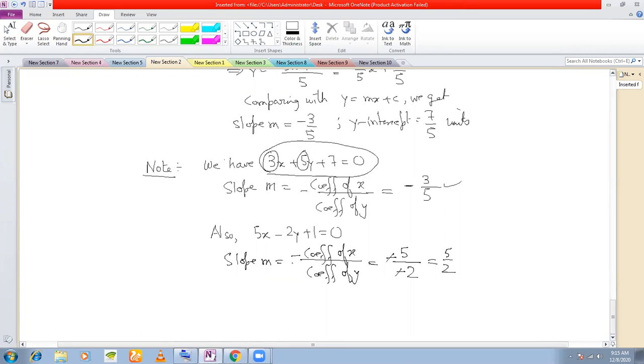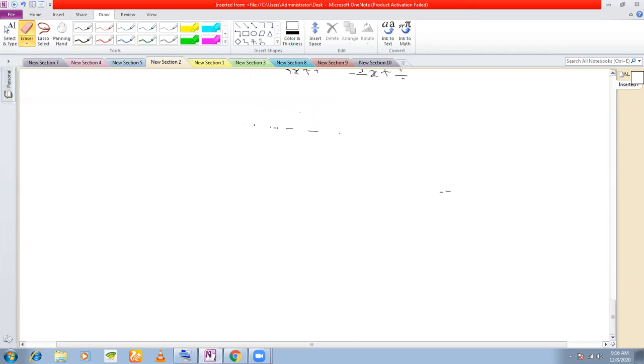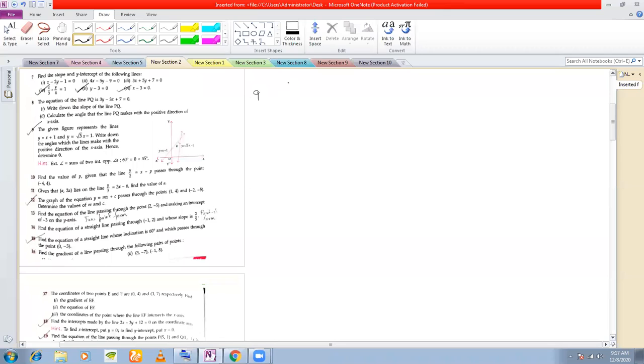In many of the problems, especially if the second part of this chapter was there in your syllabus, this form would have helped you a lot. But anyway, let us now move on to problem number 9 of the textbook. All the theory part is over. All the standard forms I've discussed. Let us now move on to the problems on straight lines. Okay, we start with number 9 here.